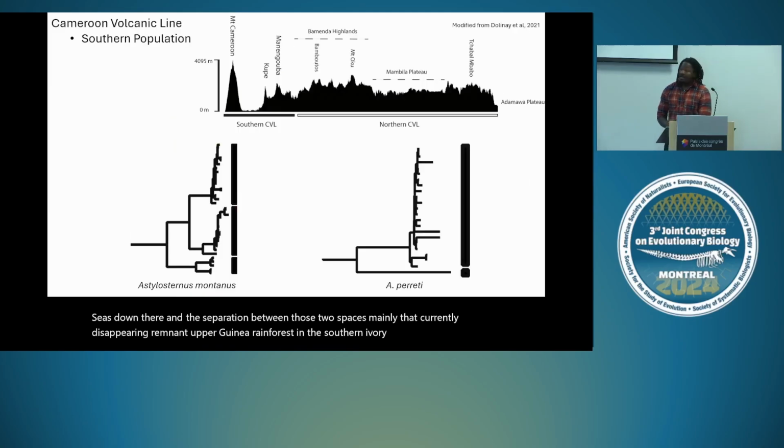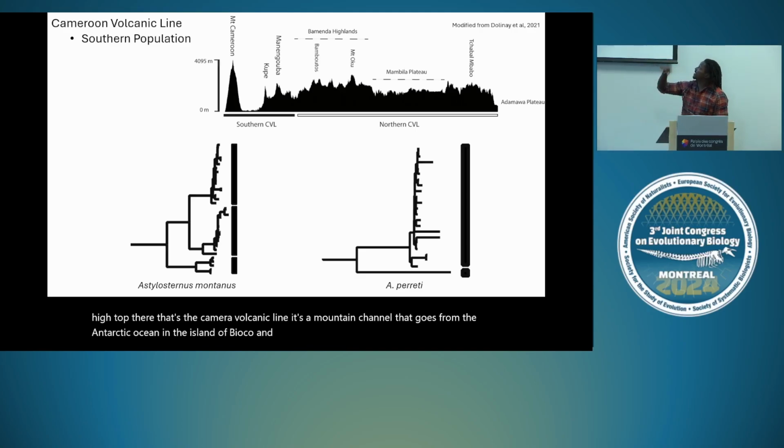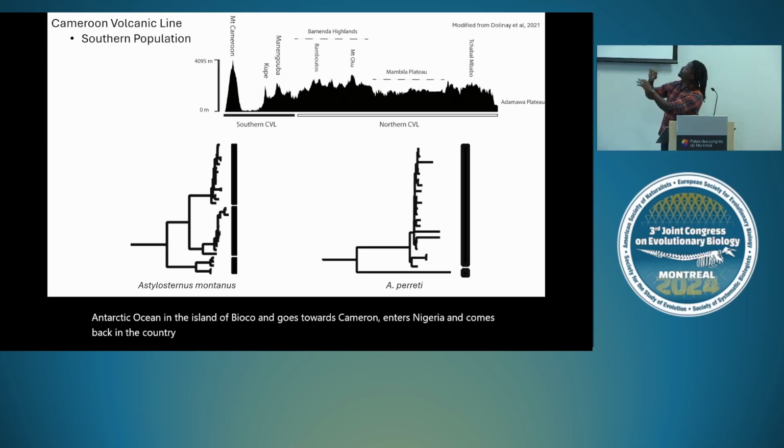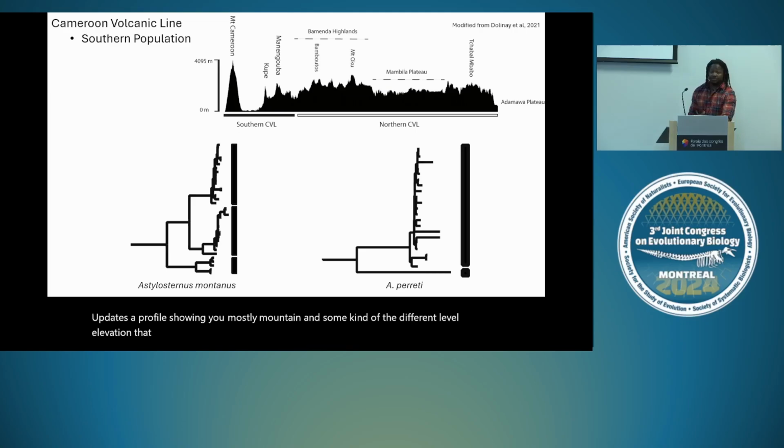Okay, so let's look now into the high elevation area, where most of the diversity in this group is found. On the high top there, that's the Cameroon volcanic line. It's a mountain chain that goes from the Atlantic Ocean at the island of Bioko and goes towards Cameroon, enters Nigeria, and comes back into the country. And up there is a profile showing you most of the mountains and the different levels of elevation that span the distribution of these frogs.